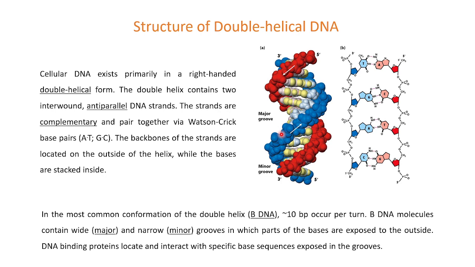So the minor groove is the one that contains wide spaces. The major groove is a narrow groove in which parts of the bases are exposed to the outside. So the DNA binding proteins locate and interact with the specific base sequences exposed in the grooves.